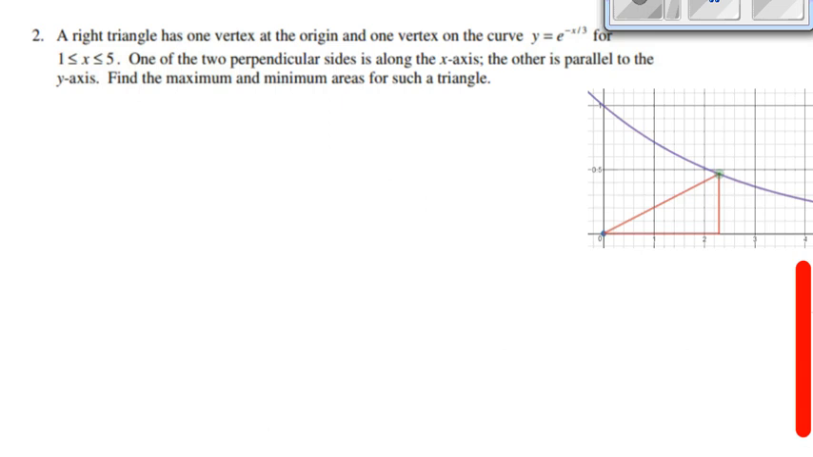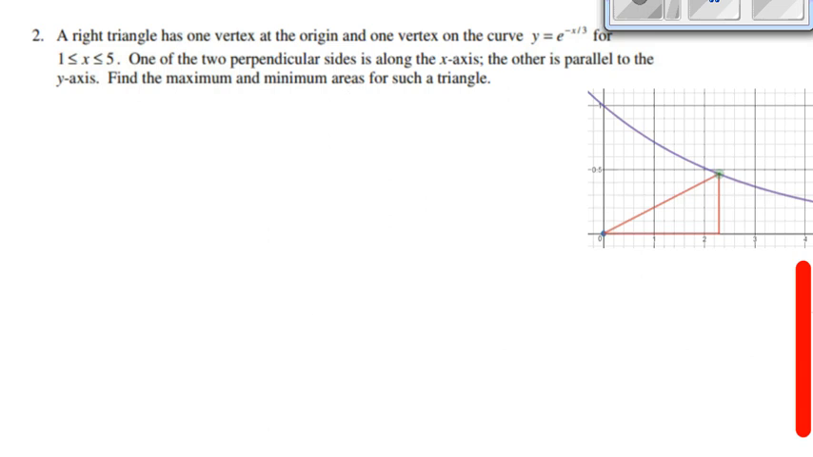In this problem, we're considering a right triangle. I've got it drawn already off to the right, and we've got the curve y equals e to the negative x over 3. And important to note is that we are limited to x values between 1 and 5. And we are asked about the maximum and minimum areas for this triangle.